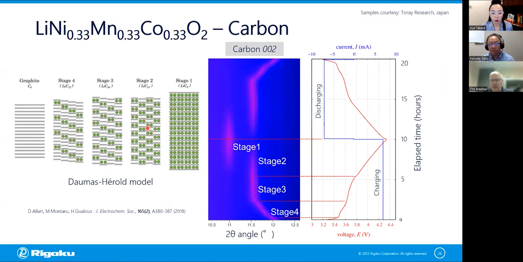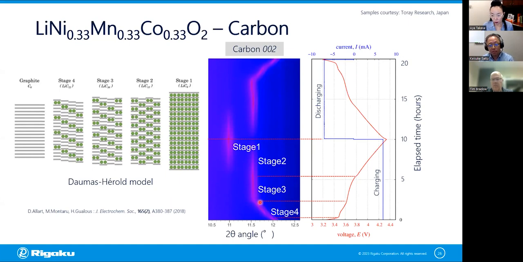This is another example. This is NMC, nickel manganese cobalt oxide, with a ratio of 1:1:1. The counter electrode was carbon. On the right-hand side is a potential profile. The measurement took, this is in hours, about 20 hours for one cycle. Then the carbon diffraction peaks move depending on the charging and discharging state.